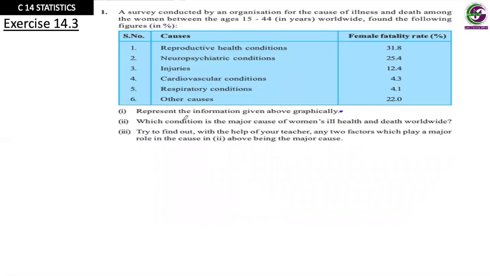So that's the next question. Which condition is the major cause of women's ill health and death worldwide? The largest number is 31.8. So most women in the world are dying because of reproductive health conditions. Try to find out, with the help of your teacher, any two factors which play a major role in this cause. This can be because of lack of good facilities in the hospitals or unawareness among the people.